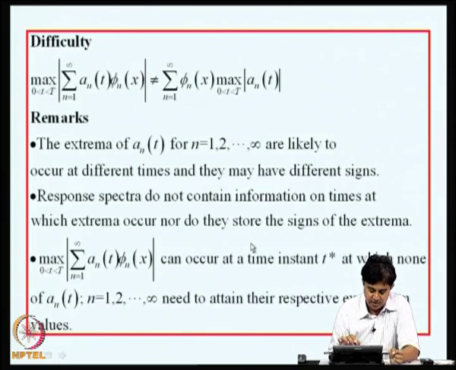Therefore, response spectra is not a complete specification, some information is lost, therefore, there will be some compromise in applying this tool. Now, moreover, if T star is the time at which the absolute maximum of the absolute value of this sum occurs, then this T star need not coincide with any of the time instants where a n of t for n equal to 1, 2, 3 reach their respective maximum values. So, there is a basic difficulty here.